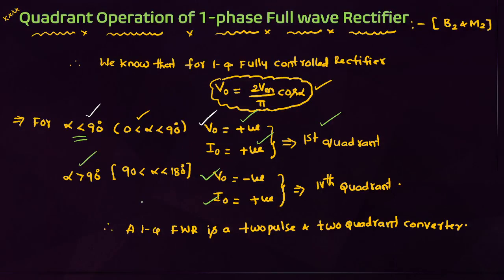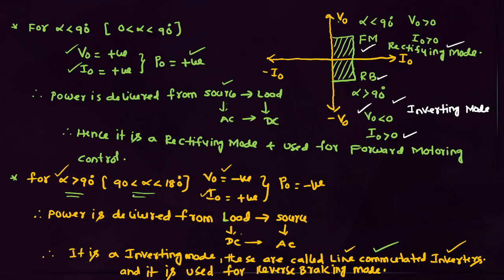For alpha greater than 90 degrees, that is for 90 to 180 degree firing angle, V naught you can get negative, I naught is always positive, then which quadrant? Fourth quadrant. That is, single phase full wave rectifier or fully controlled rectifier is a 2 pulse 2 quadrant converter. In which quadrant is it operating? First quadrant and fourth quadrant it is operating.